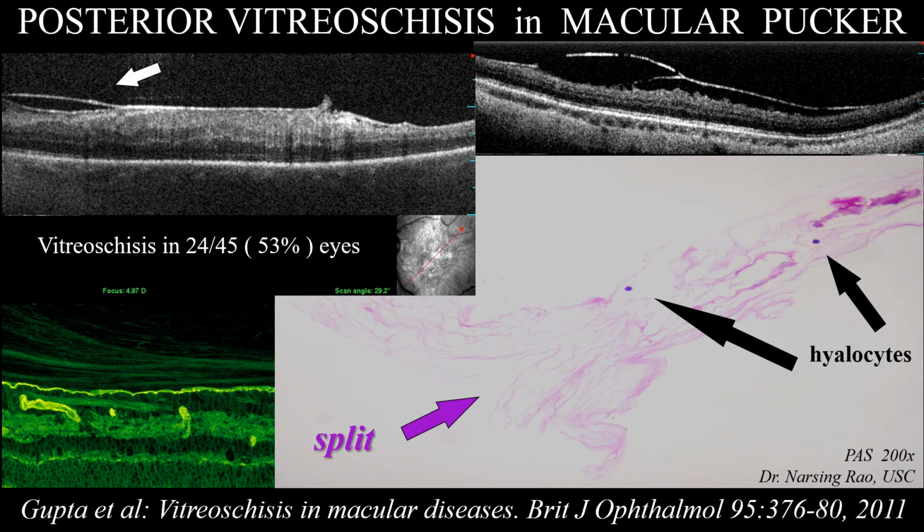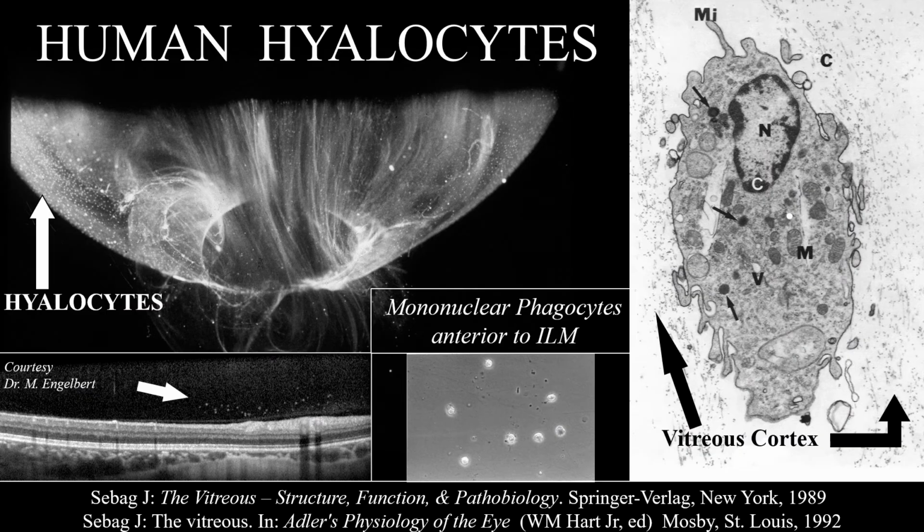This demonstrates a split in the posterior vitreous cortex with hyalocytes embedded inside this tissue. Dark field slit microscopy is shown in the upper left-hand image in the vitreous body of a middle-aged man, and you can see hyalocytes embedded in the posterior vitreous cortex. I performed phase contrast microscopy on specimens such as this, and the results are shown in the middle photograph below.